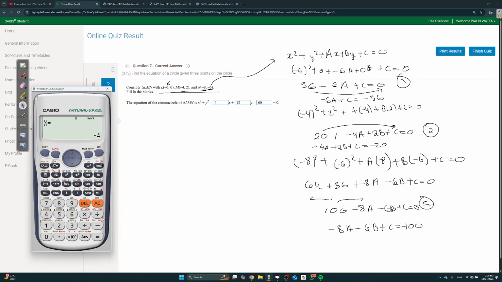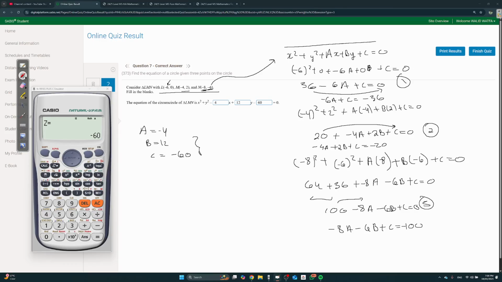Put it on the calculator. You're going to get the first thing: a is negative 4. B is 12. C should be negative 60. So these are your a, b, c values.